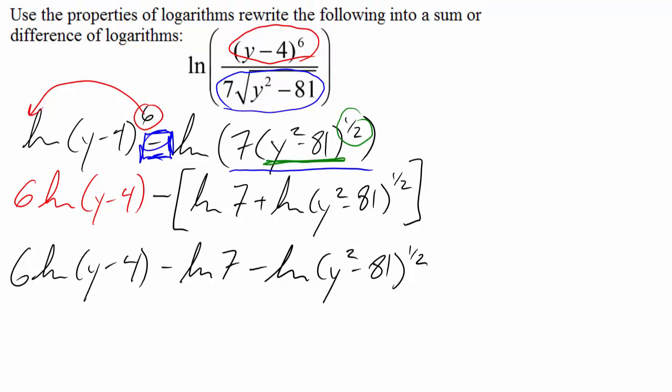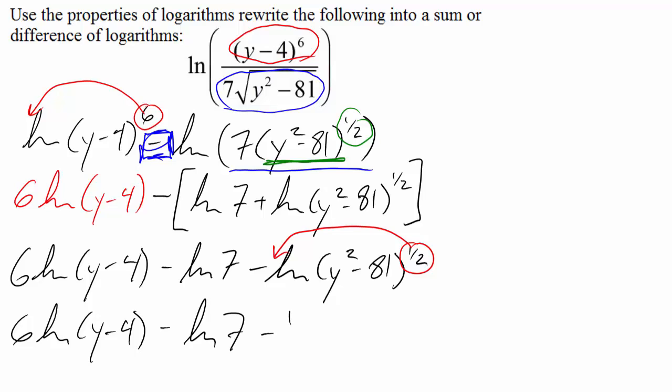Alright, at this point we can now move the 1/2 in front of that natural log of y squared minus 81. So that leaves us with 6 natural log y minus 4 minus natural log 7 minus 1/2 natural log of y squared minus 81. Now, at this point you might be tempted to think that you're finished, but unfortunately we are not. The problem lies with this fellow right here, the y squared minus 81. The reason there's a problem is that it can be factored further.